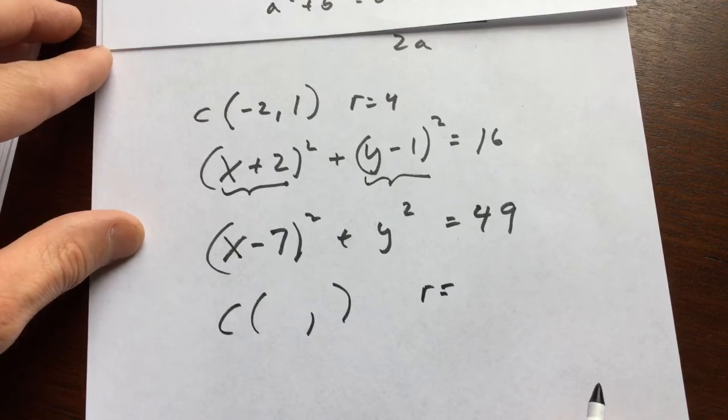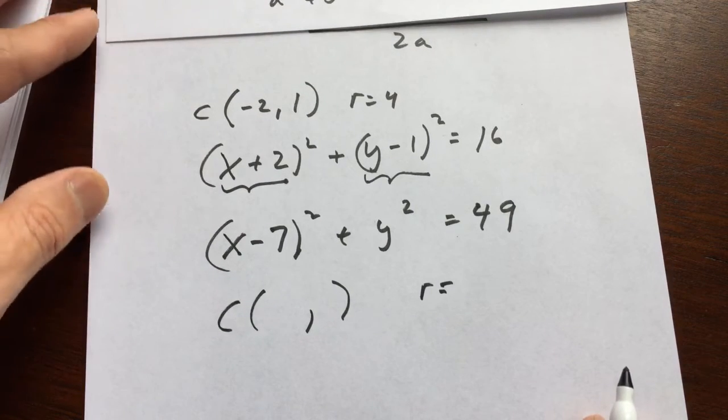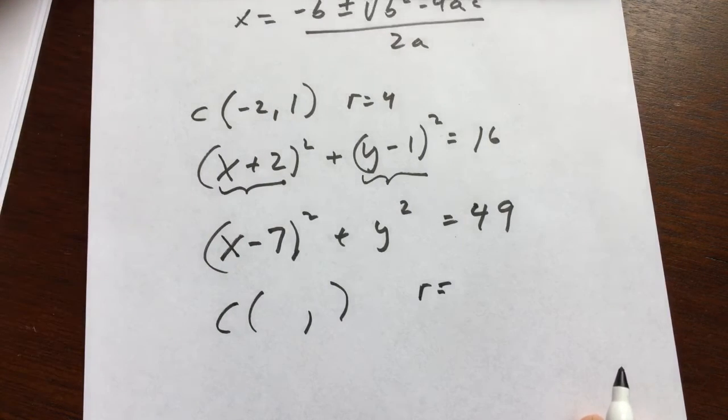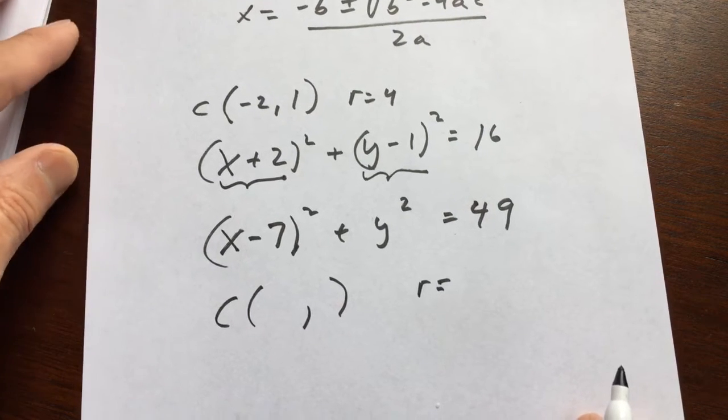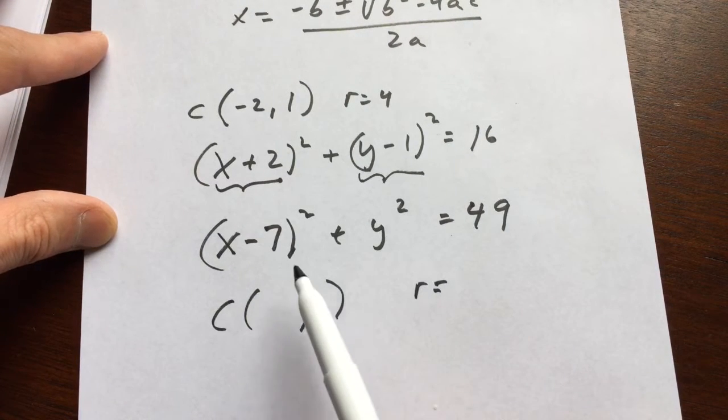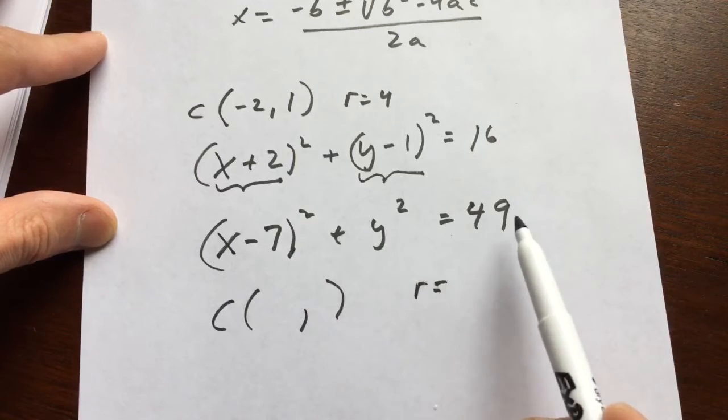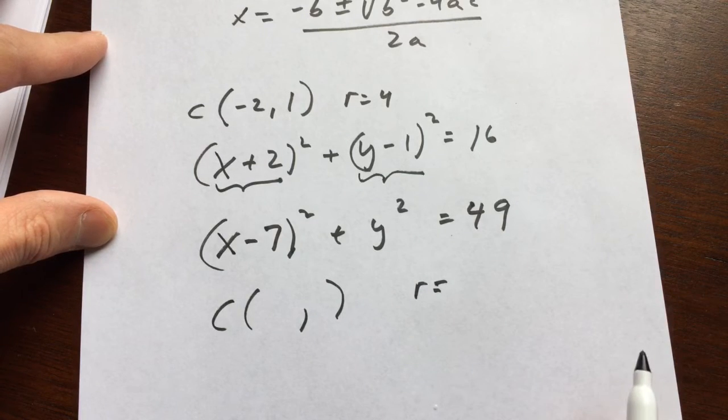So what do you think? What's the center and what's the radius of this circle? This is the kind of thing that you could likely see on the test. And again, it's an easy problem to get right. So where's the center and what's the radius? Anybody want to chime in?